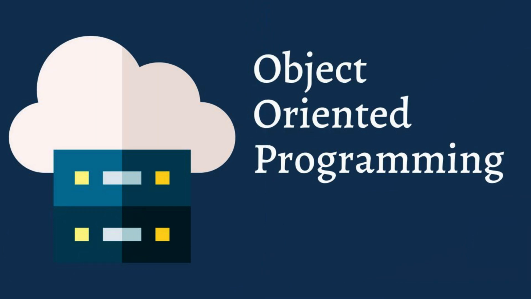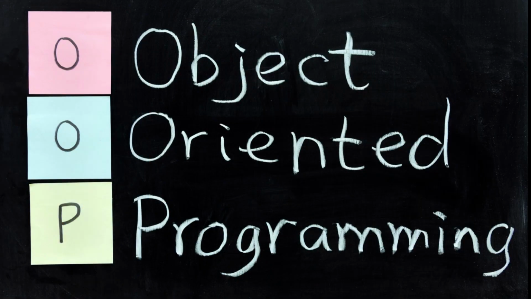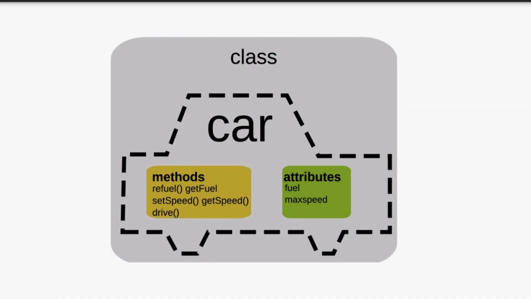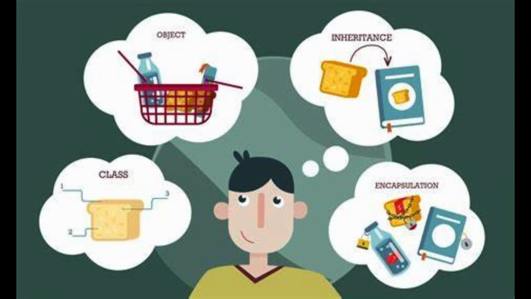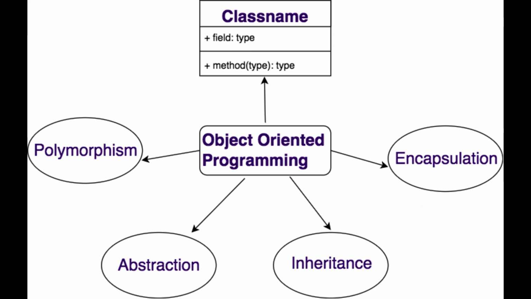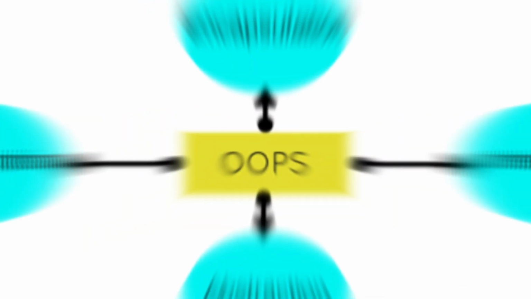In this video, I am going to explain to you the concepts and benefits of object-oriented programming. Before we begin, what is object-oriented programming? Object-oriented programming is a programming style that organizes code around objects, which are instances of classes. It provides a way to structure and design software systems by modeling real-world objects, their attributes, and the behaviors they can perform.